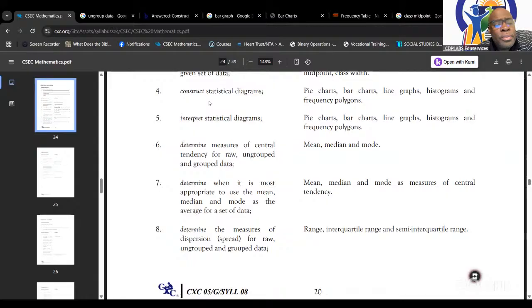All right. So number 7, to determine when it is most appropriate to use the mean, median, or mode as the average for a set of data. It's all depending. So for instance, you're a salesperson and you want to know what is best to buy. So you're going to do a market research to find out which product the people in the community prefer.